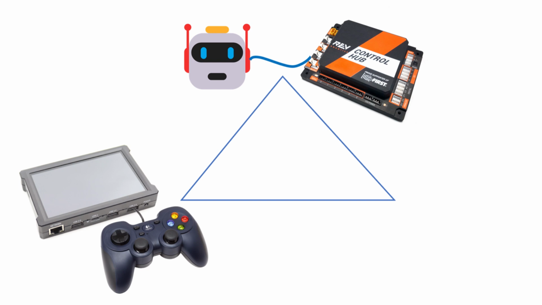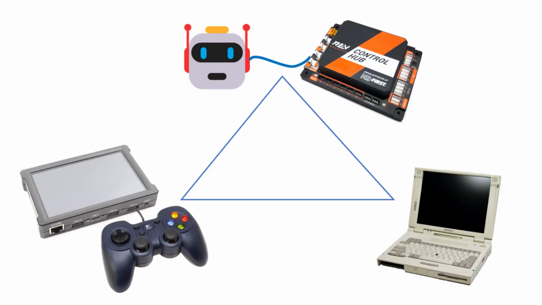We have controllers that connect to the driver hub. That's all good. And now the final piece of the puzzle of this triangle is a laptop. Now, a laptop is pretty important. It's used to write the code that will then be deployed onto the control hub, not the driver hub. So the laptop talks directly to the control hub on the robot.